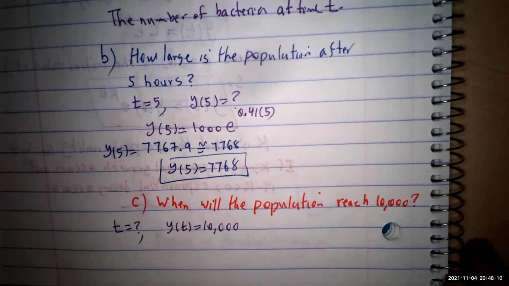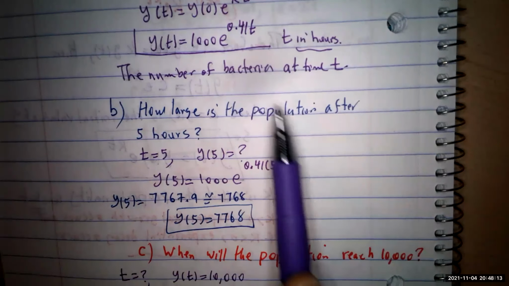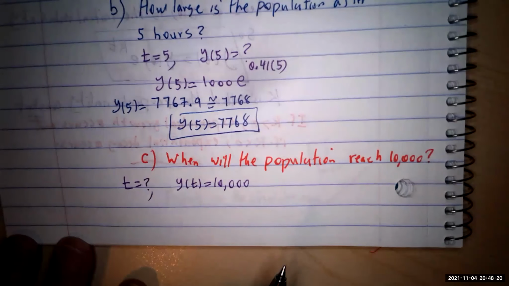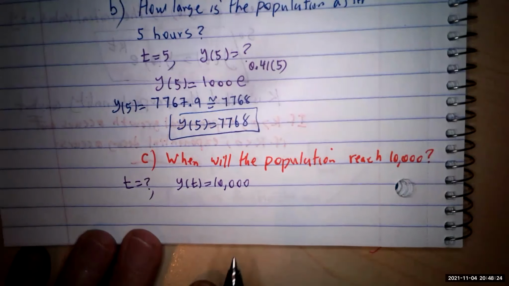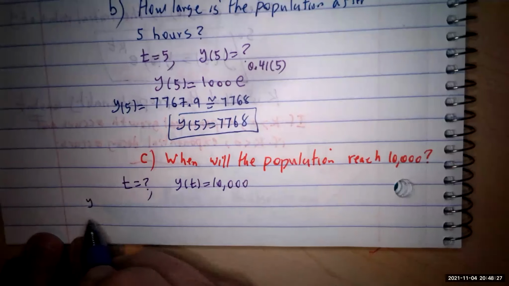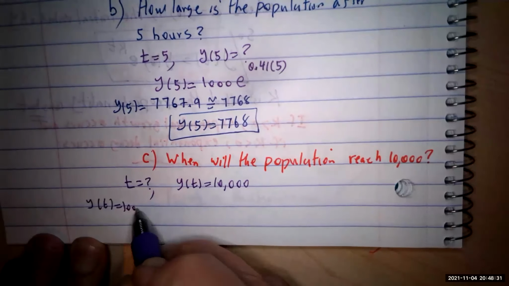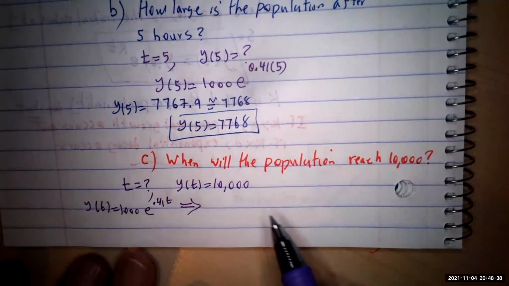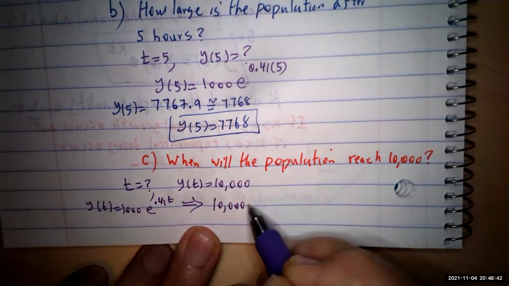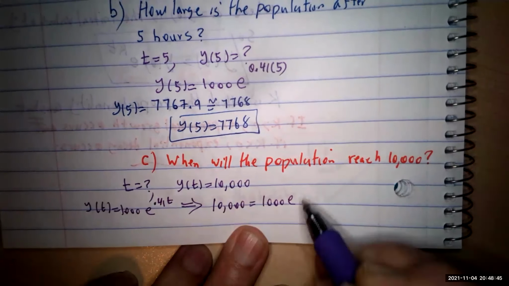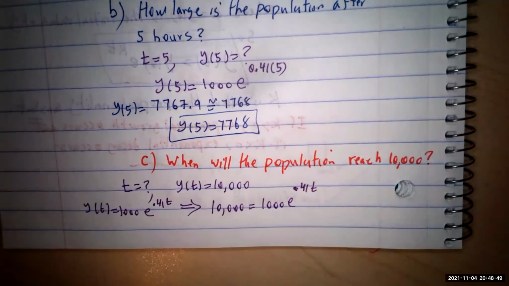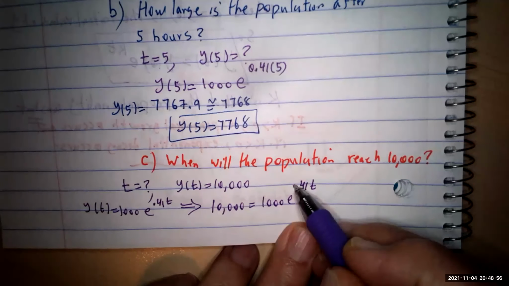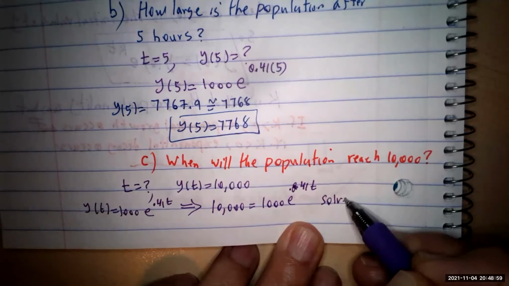So you have to go to your model again. You go back to this model, replace the y by 10,000, then you have to solve for t. So going back to the model we have, y of t is equal to 1000 e to the 0.41 t. We are going to replace the y of t by 10,000. So 10,000 equals 1000 e to the 0.41 t. You have to solve for t. That's the point. Solve for t.